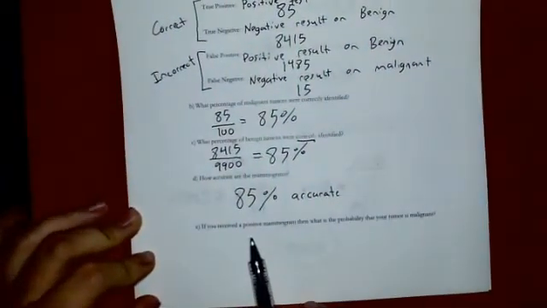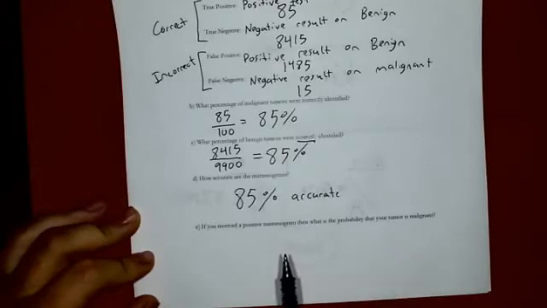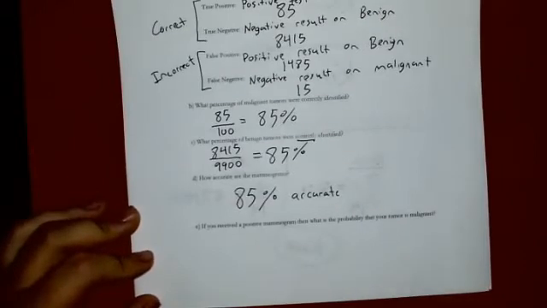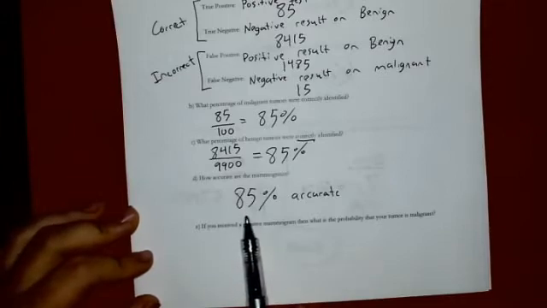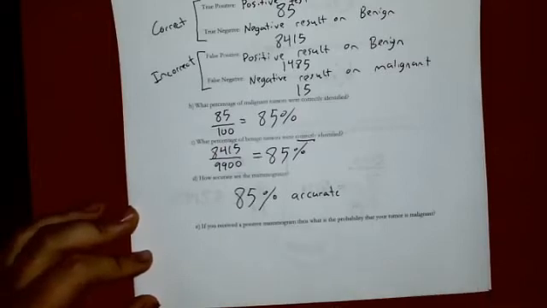If you receive a positive mammogram, then what is the probability that your tumor is malignant? Because you go get a mammogram, you test positive, that's very scary. Oh no, I tested positive, I've got breast cancer. Well, do you? What's the probability that if you test positive, you have breast cancer? So is it 85%? The test is 85% accurate. Therefore, if I test positive, there must be an 85% probability that you have cancer, right?